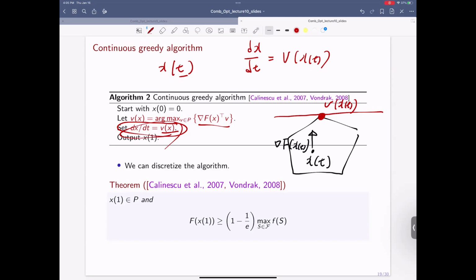So if you run this algorithm, then what you can prove is that the final solution at time t equals 1, if you measure the value of the continuous multilinear extension, its value is at least 1 minus 1 over e times the optimal value of the set function. This is what they proved.